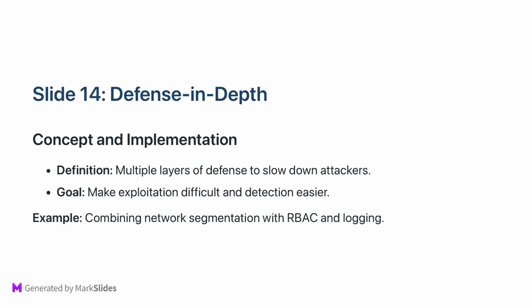Consider an environment where network segmentation is implemented alongside role-based access control, RBAC, and comprehensive logging. Network segmentation divides the network into distinct segments, limiting the spread of an attack within the network. RBAC ensures that users only have minimal access necessary to perform their duties, reducing the potential impact of a compromised account. Logging provides continuous monitoring and generates logs that are critical for identifying and responding to threats promptly.